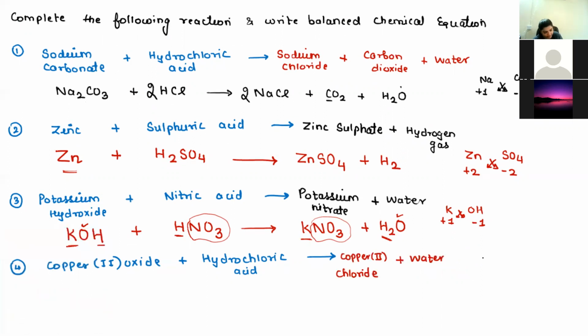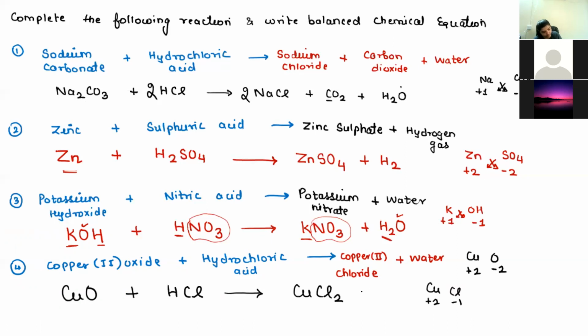Formula of copper oxide, Cu plus 2, O minus 2. So CuO plus HCl gives you copper 2 chloride, Cu plus 2, Cl minus 1. So CuCl2 plus H2O. And it will be 2HCl.